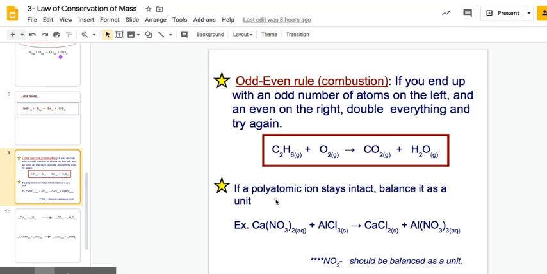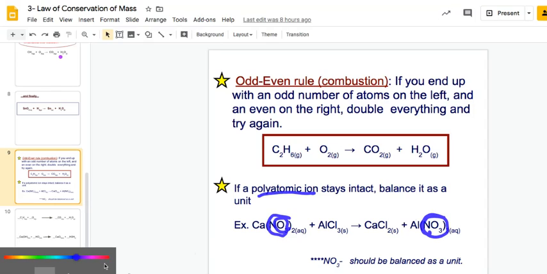The other little trick is keep your polyatomic ions intact. So that means if you have NO3 on the one side, and it exists on the other side, you're going to want to keep these as a unit. It makes your life a lot simpler. Sometimes it doesn't let you, so you have to split it up. But if you can, you can.